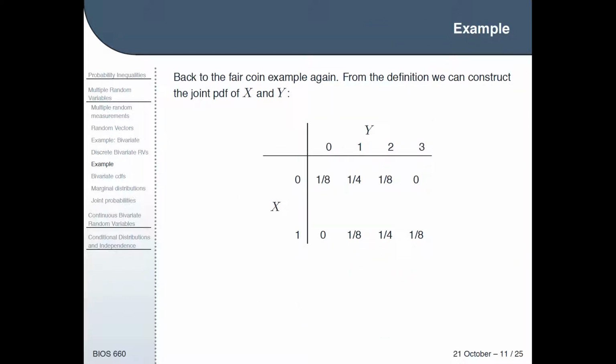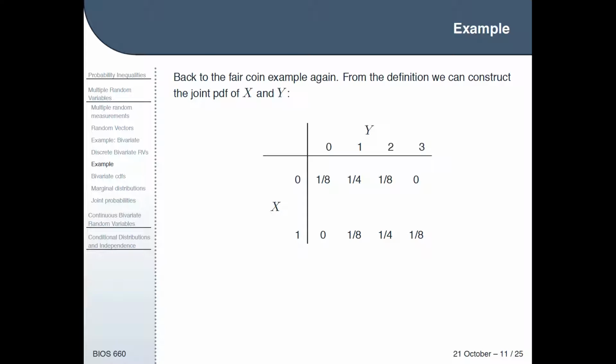So this goes back to our fair coin example again, where we toss a fair coin 3 times, and x is the number of heads on the last toss, y is the total number of heads across 3 tosses. So we can calculate the joint, technically a PMF here, although some books use PDF and PMF interchangeably.